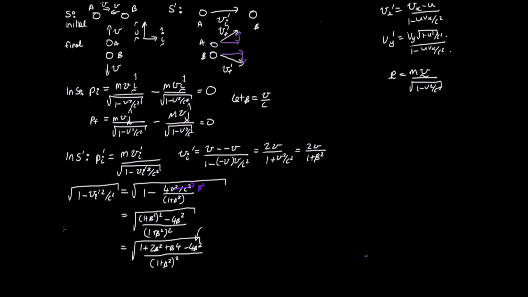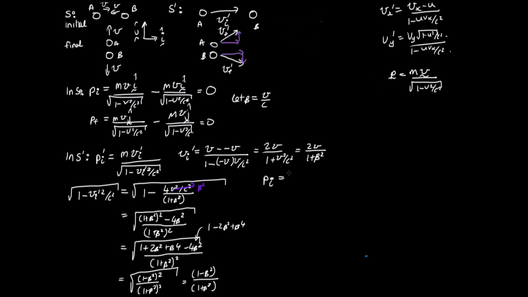So this thing here on the top is equal to 1 minus 2 beta squared plus beta to the 4, which you may recognize as 1 minus beta squared, all squared. So I can write this as the square root of 1 minus beta squared over 1 plus beta squared. So this is equal to 1 minus beta squared over 1 plus beta squared. So that's now worked out what this term is. So we can now calculate P initial.